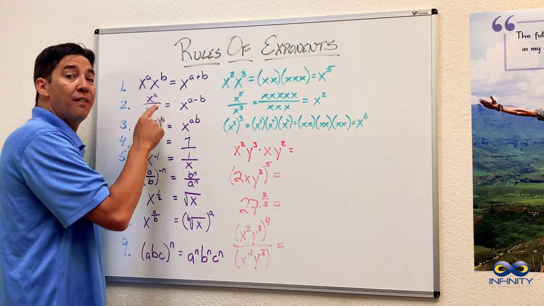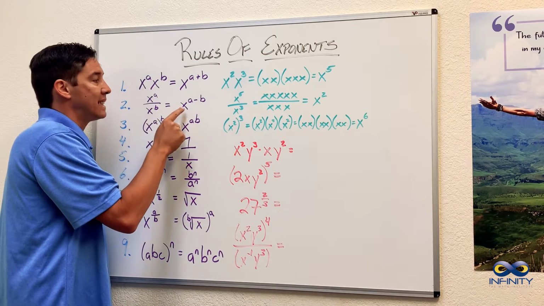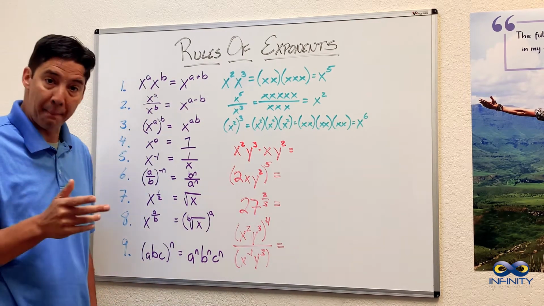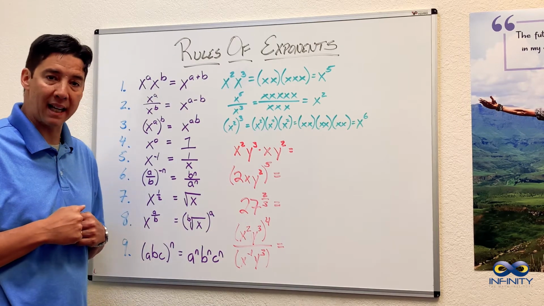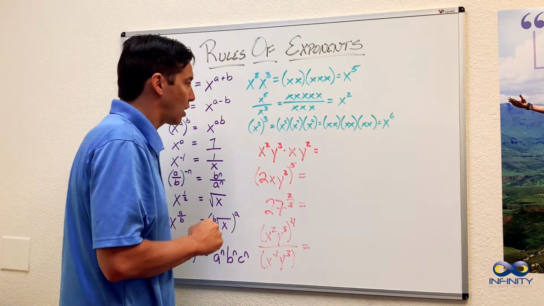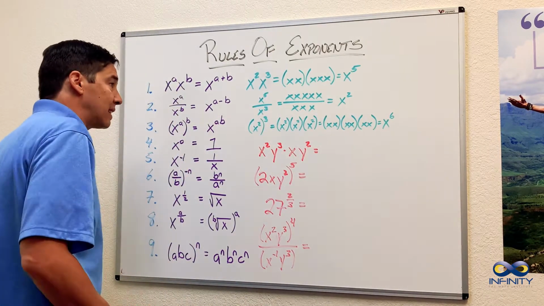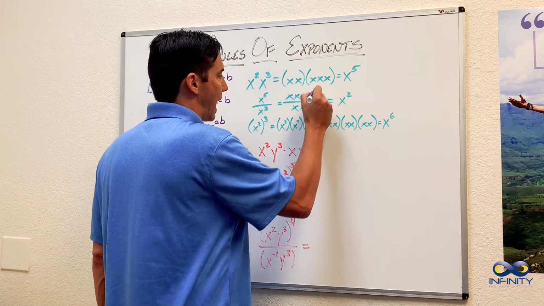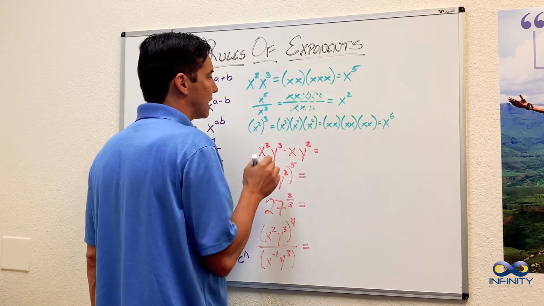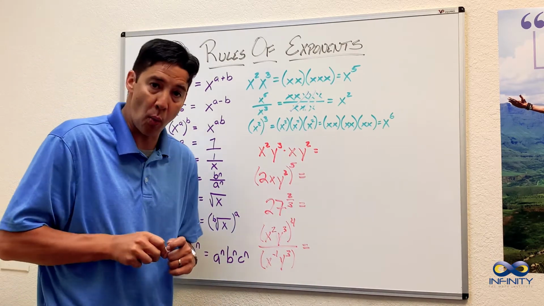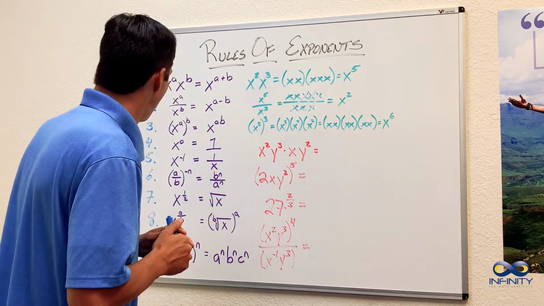Rule number 2 is kind of the same as rule number 1. X to the a divided by x to the b is x to the a minus b. So when you're dividing like bases, you can simply subtract the exponents. For example, if you have x to the 5th over x to the 3rd, you end up getting 5 x's on the top and 3 on the bottom. We all know x over x is 1, x over x is 1, x over x is 1, so we're left with 2 of them, which would give you x squared. You simply subtract the exponents.